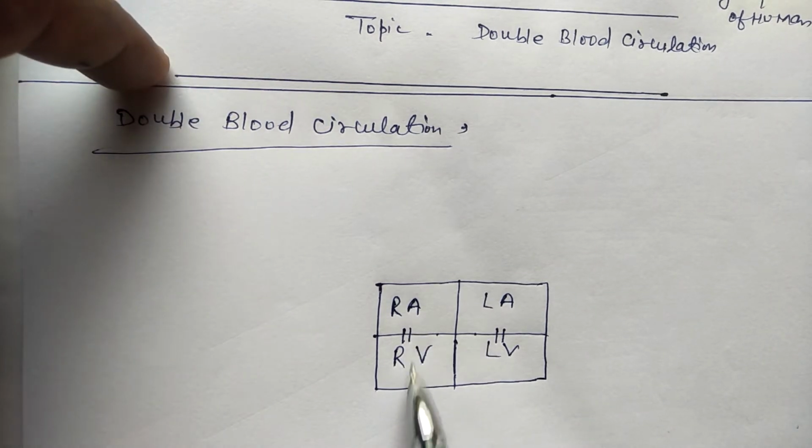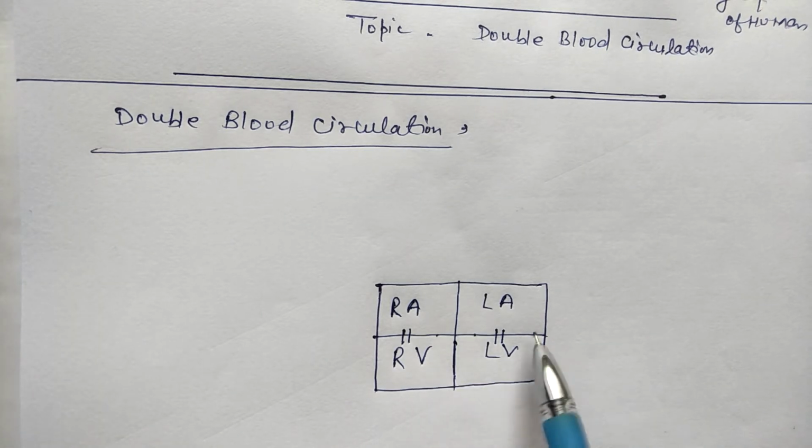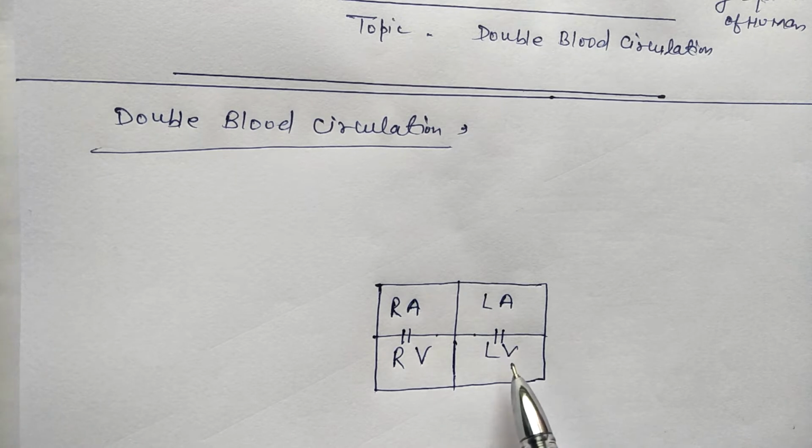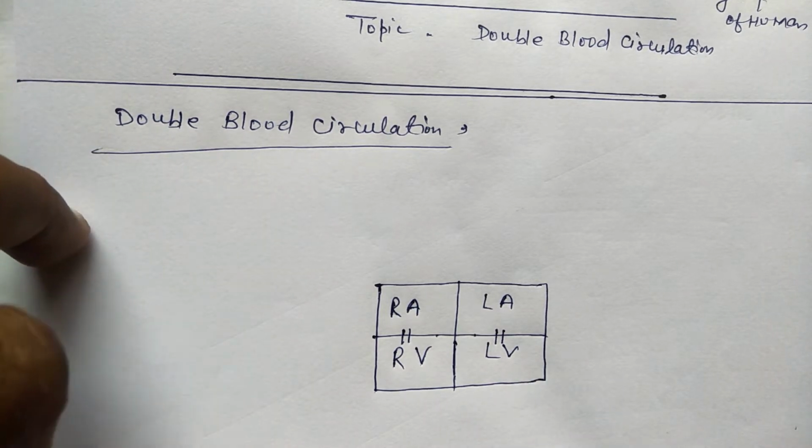In the right part, the human heart has impure blood, meaning deoxygenated blood. But in the left side, the human heart has pure blood, meaning oxygenated blood.